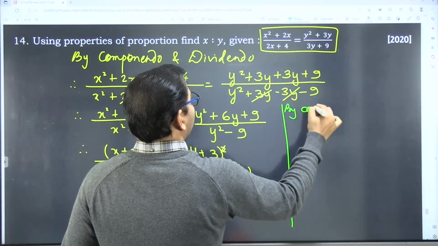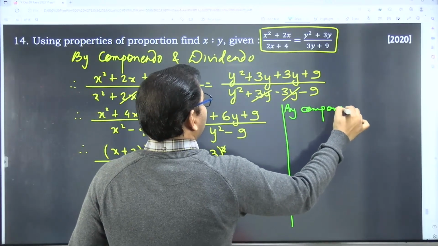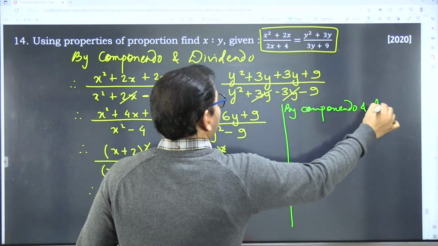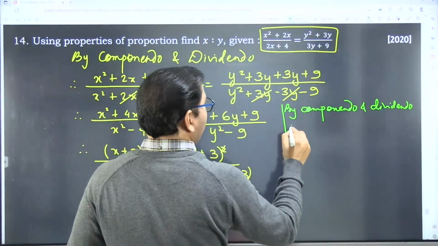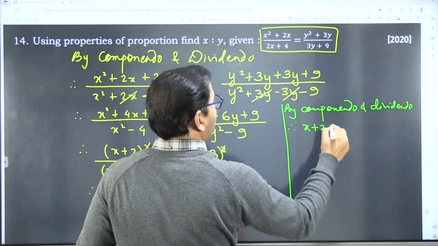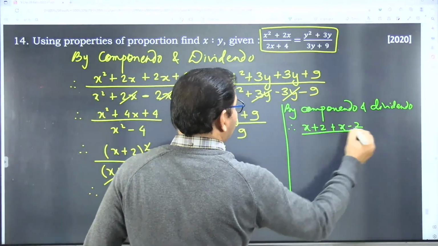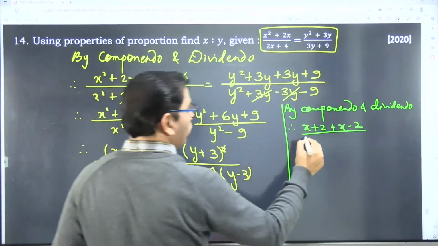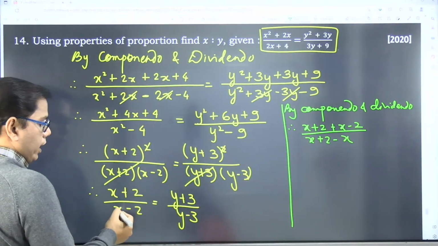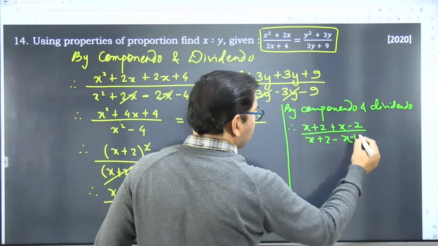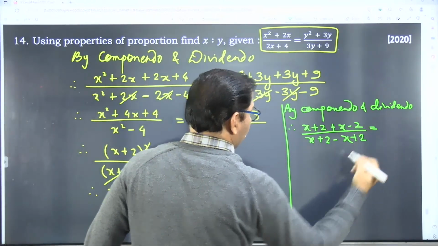By componendo and dividendo, what do I get? x plus 2 plus x minus 2, न्यूमरेटर प्लस डिनोमिनेटर. ओके, अपॉन न्यूमरेटर माइनस डिनोमिनेटर, लेकिन माइनस से जब ब्रैकेट ओपन करेंगे पॉजिटिव x विल बिकम नेगेटिव x एंड नेगेटिव 2 विल बिकम पॉजिटिव 2.